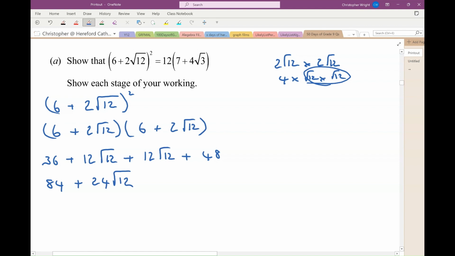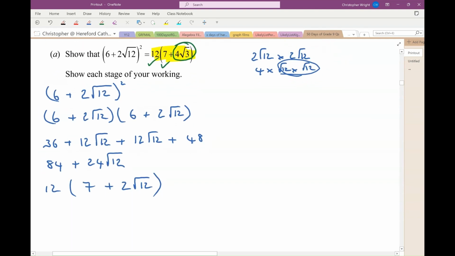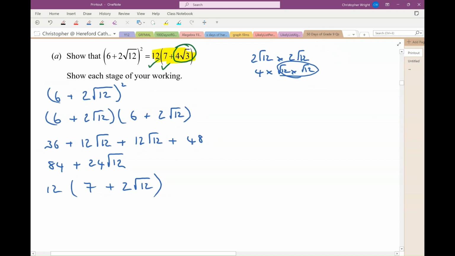Right. Well, I'm trying to get it equal to this, aren't I? So I suppose I could pull out a 12, because I can do 12 into 84, can't I, goes 7 times, and 12 into 24 root 12 goes 2 root 12. I'm almost there now. I've got the 12 outside, I've got the 7, it's just this bit. How am I going to get that? Aha, wait a second, I can simplify this root 12. Let me show you how, in case you're not there already.